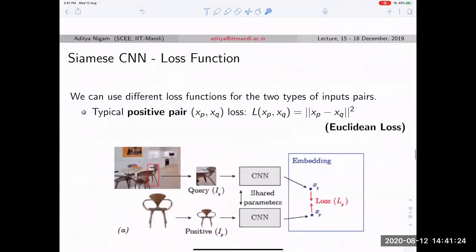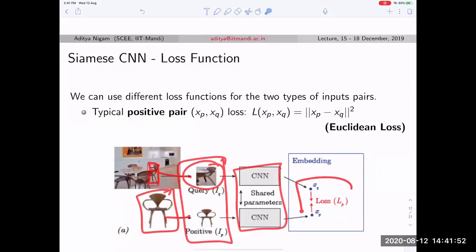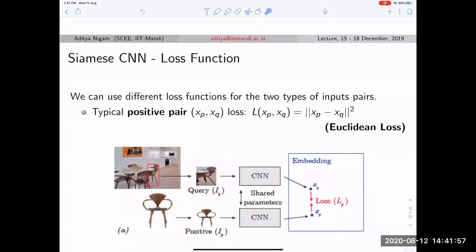Okay, so now we need to figure out the best way to capture the similarity between a positive pair and the dissimilarity between a negative pair. The positive pair similarity is going to be a Euclidean distance. This is my query, and this is the positive with respect to this query. I find out the distance between them. That is the distance between the positive pair. Is this okay to everyone?